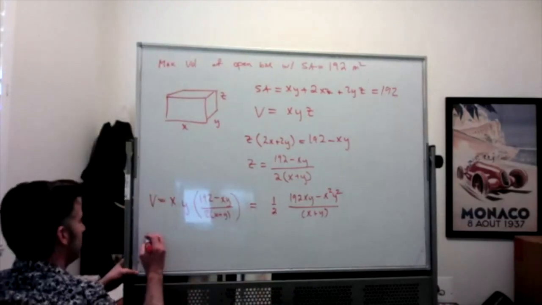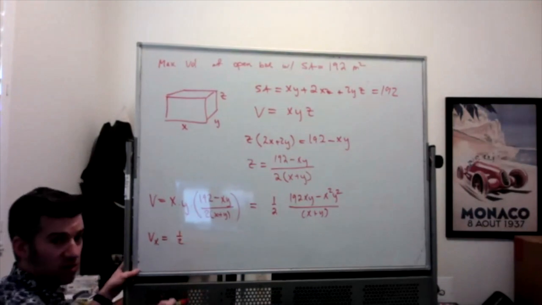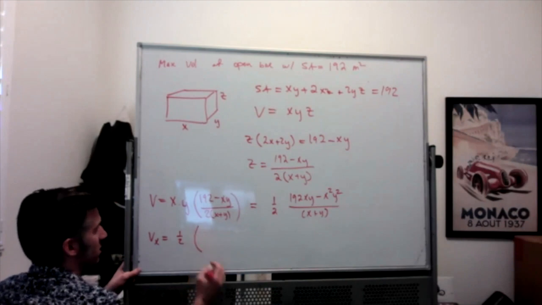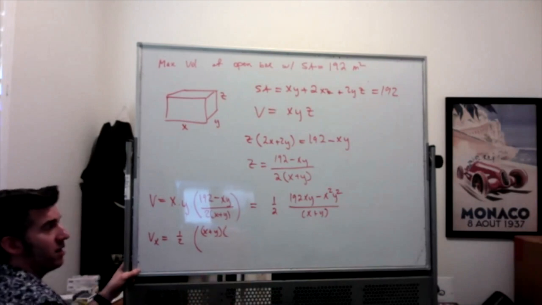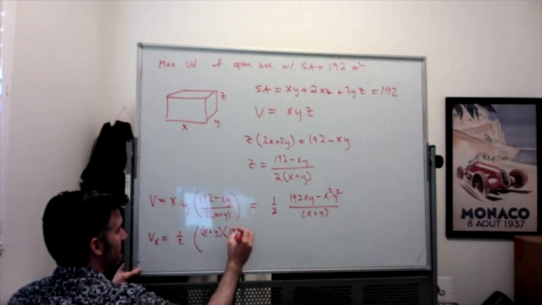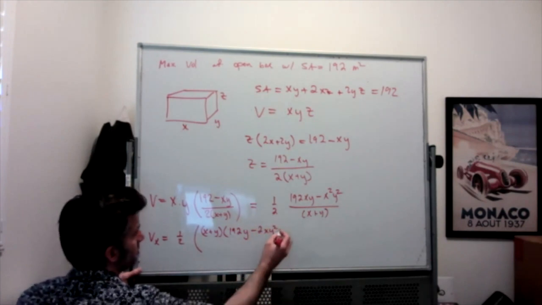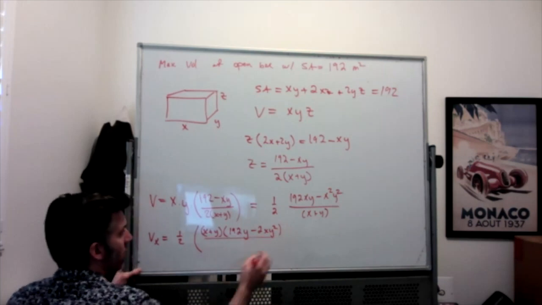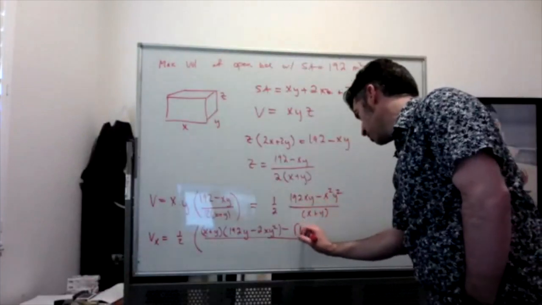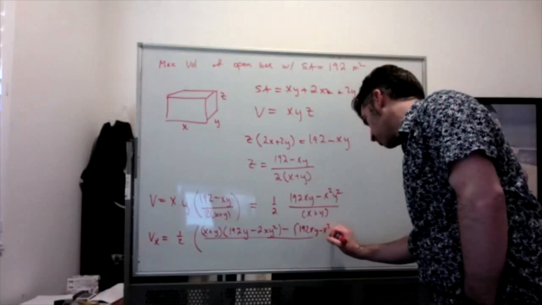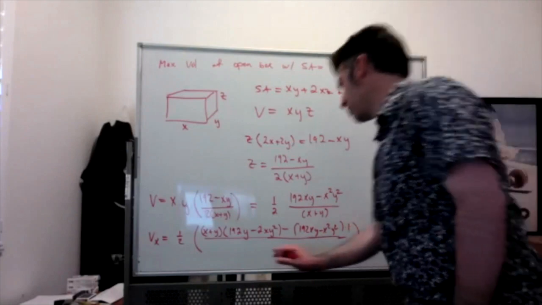So the partial derivative with respect to x is going to be 1/2 times, okay, I've got to use the quotient rule. So it's going to be the bottom, x plus y, times the derivative of the top with respect to x, which is 192y minus 2xy squared, minus, now we flip it, right? Bottom to top minus the top, 192xy minus x squared y squared, times the derivative of the bottom, which is 1. All over the bottom squared.